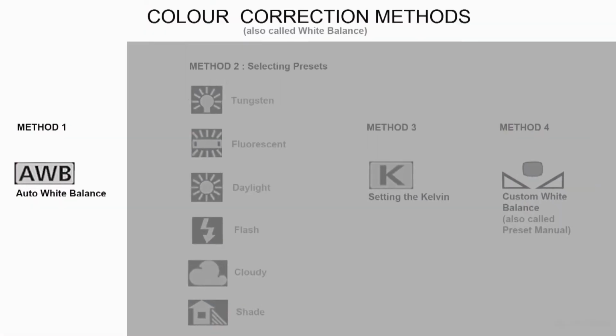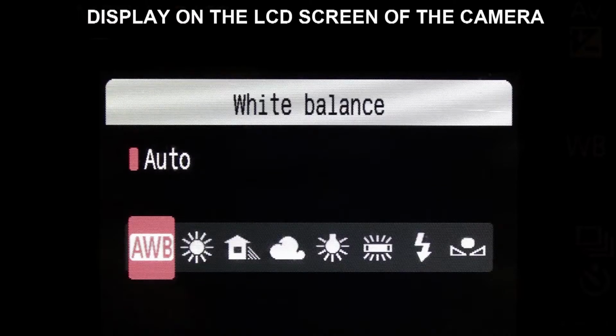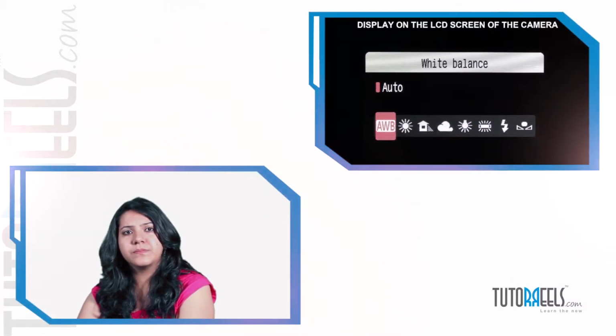In this method, the camera measures the color of the light that enters the camera, and then if it reads that there is some color cast, the camera on its own adds the opposite color in an attempt to remove all color cast and produce a picture with true colors.